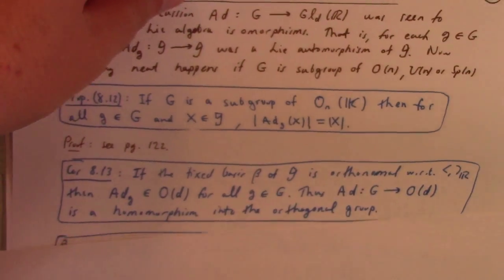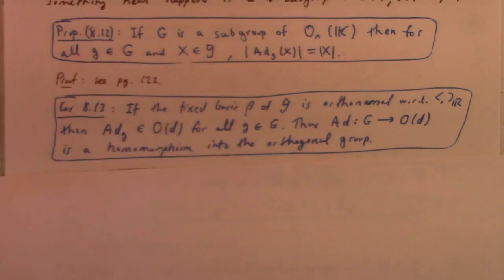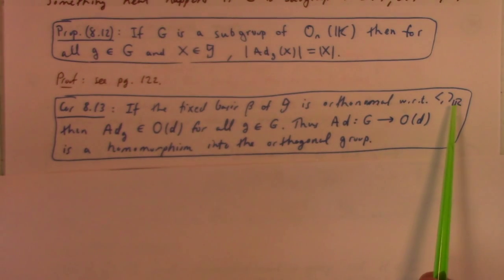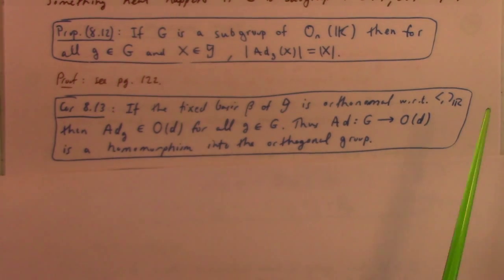Corollary: if the fixed basis beta of 𝔤 is orthonormal with respect to the inner product, then I don't know if that's supposed to be an R or K. Sometimes we give theorems just for R here and there. Reals are special. Let me look that up real quick.